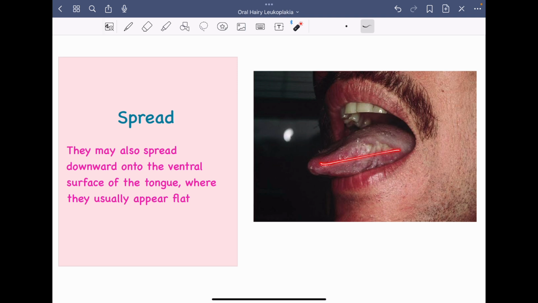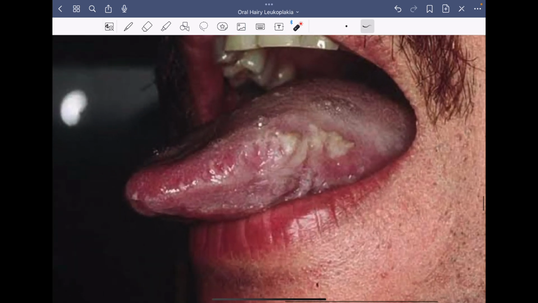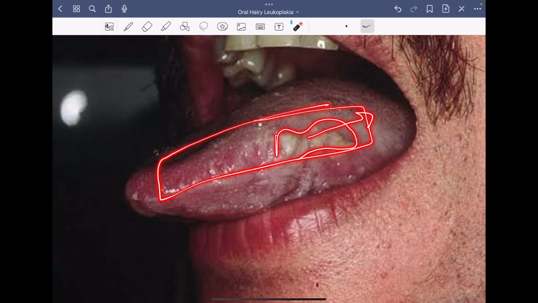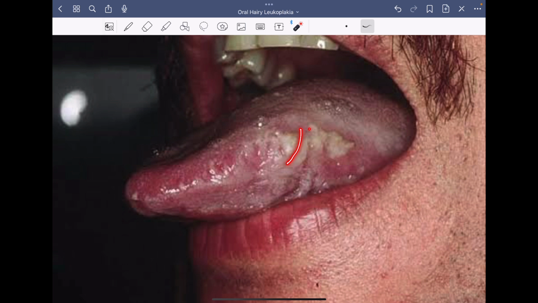So on the dorsum it will typically present as a hair-like and corrugated white lesion, whereas onto the ventral surface of the tongue, when it invades the ventral surface, this lesion typically appears flat, right? So here you can appreciate the difference, right? Onto the lateral margins, there is a typical corrugated appearance, right, with folds very clearly visible. These folds or projections are clearly visible. However, onto the ventral surface this lesion appears relatively flat, right? It appears relatively flat.